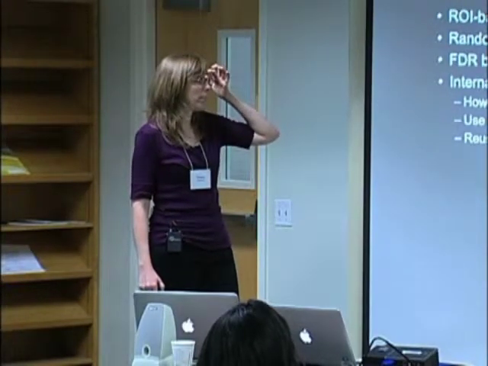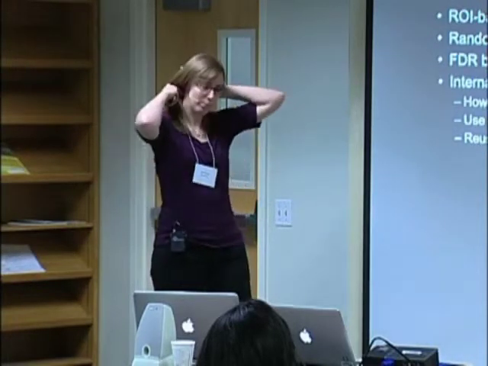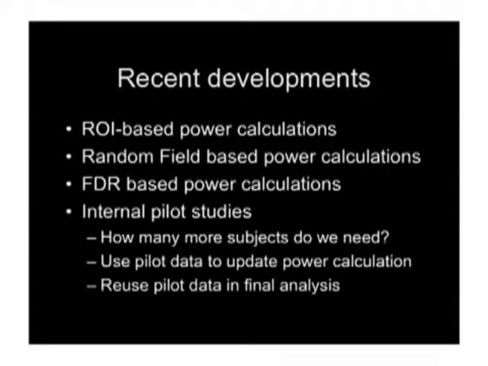And the first is the one I developed, which is similar to the Desmond and Glover approach, except the model, you can use any type of study design. It's not only block design, you can have event-related design. And I also included a temporal autocorrelation structure, which I'll talk about briefly later. And that's a region of interest-based power calculation.